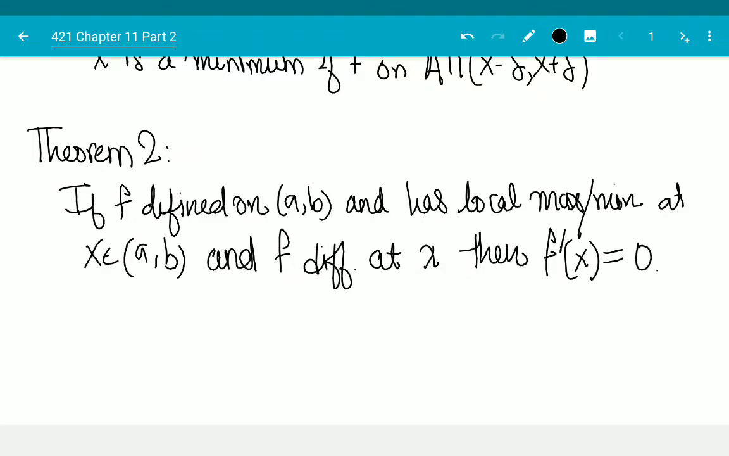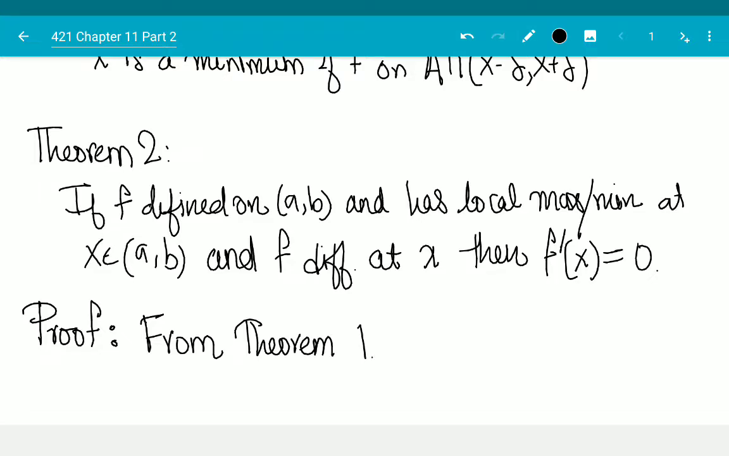I mean, you have seen that this is true in Calc 1, right? If you're looking at a small neighborhood, when you take the derivative, it's 0. And the proof is exactly the same as theorem 1. In fact, you can get it from theorem 1. If it's a local max or min, you look at the small interval x minus delta to x plus delta. It is the maximum there, therefore the derivative has to be 0, or it's the minimum there, so the derivative has to be 0. So this is more or less a direct application of theorem 1.